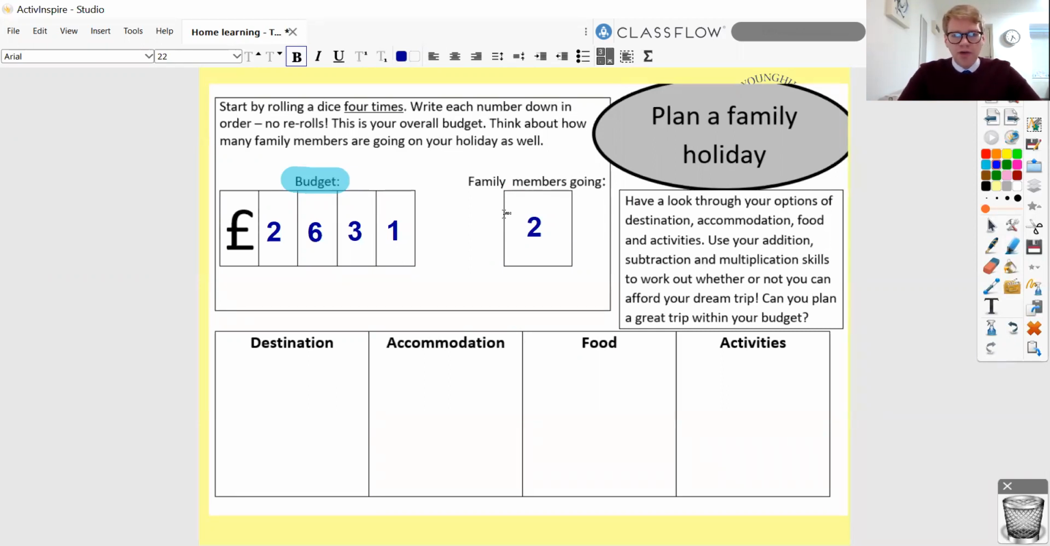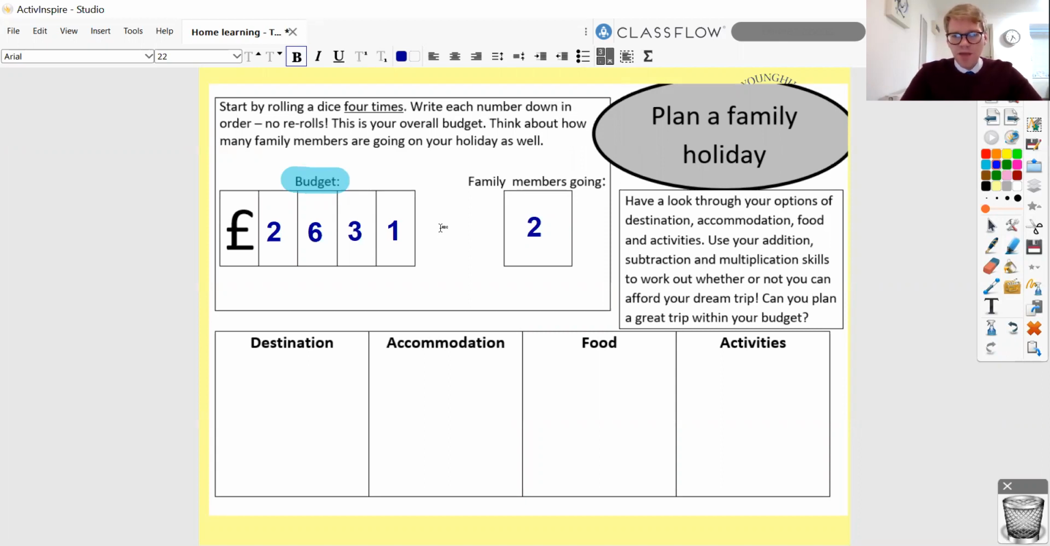And what you're going to do now is you're going to use your budget. So in my case, it's £2,631. To have a look through the next few slides where I'm going to show you some options of destination, that is the place that you can go, the accommodation, that's where you're going to stay, your food options, that's what you're going to eat when you're there, and the activities that you would like to do as well. You're going to have a look through all of these options, and you're going to need to get the best holiday you can for your budget.